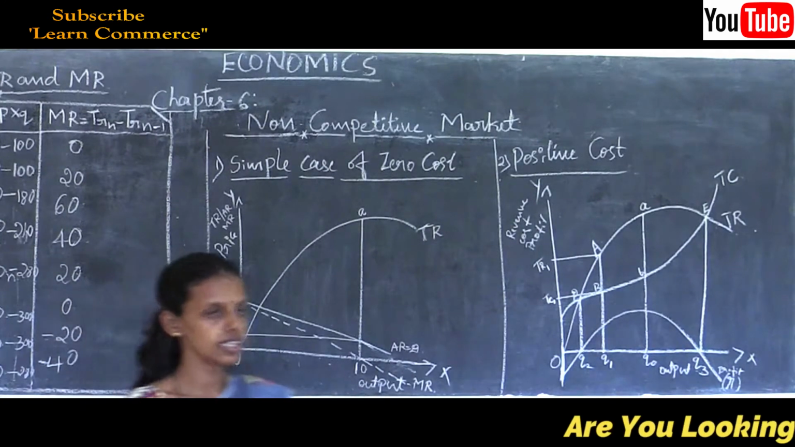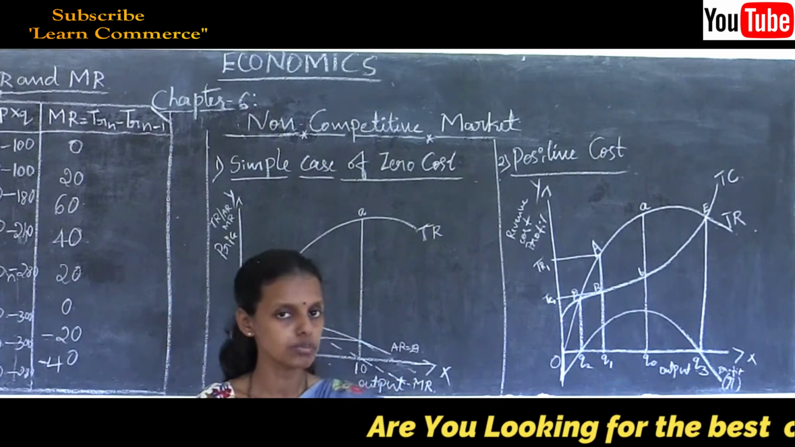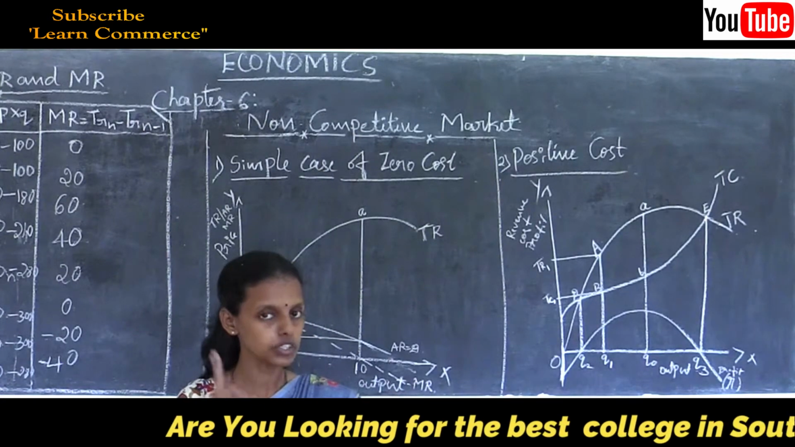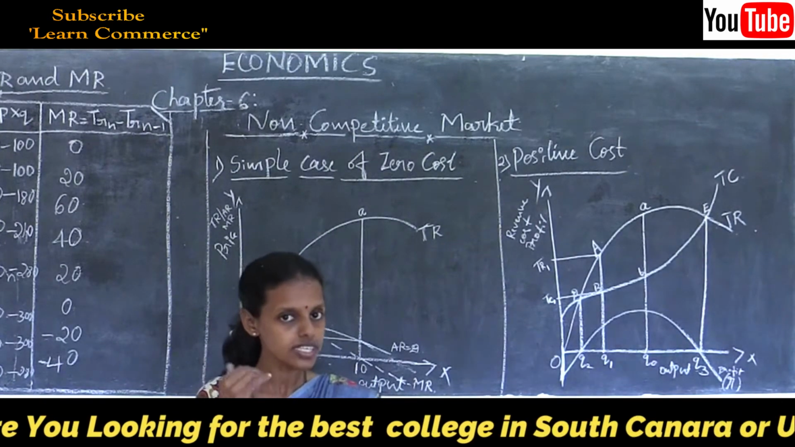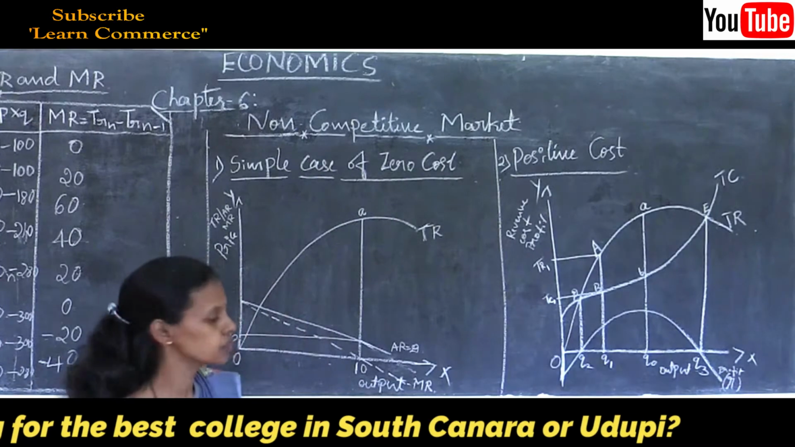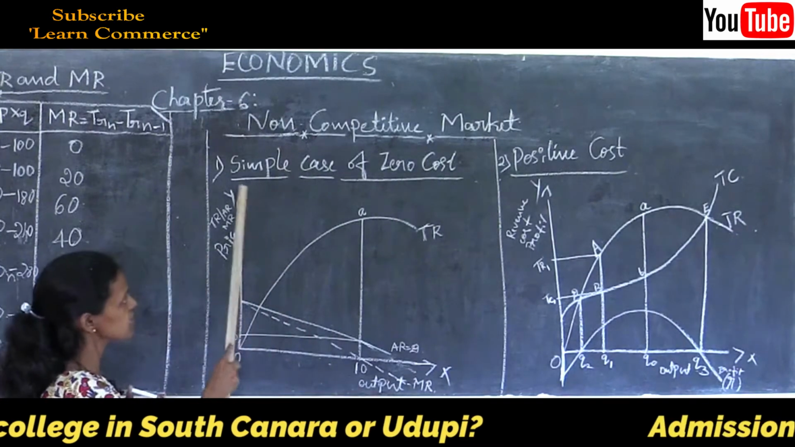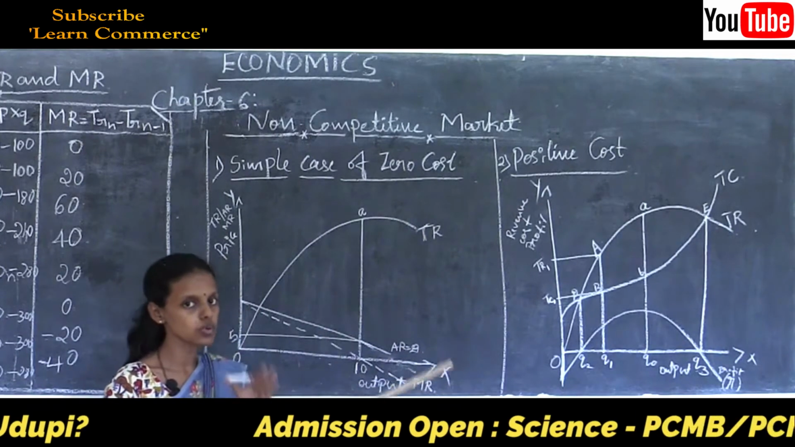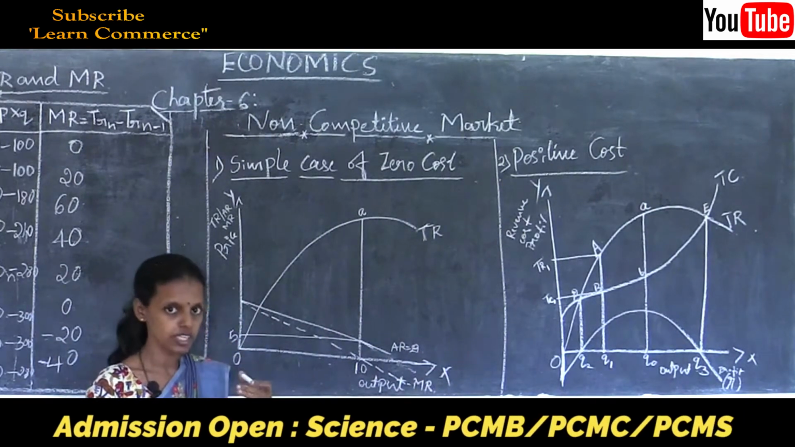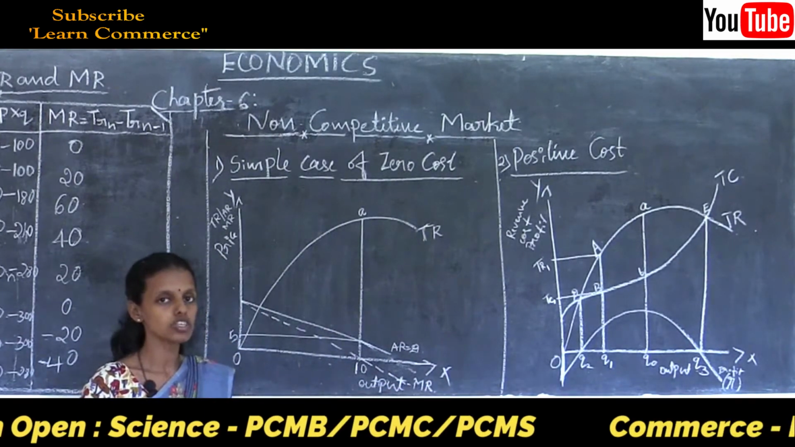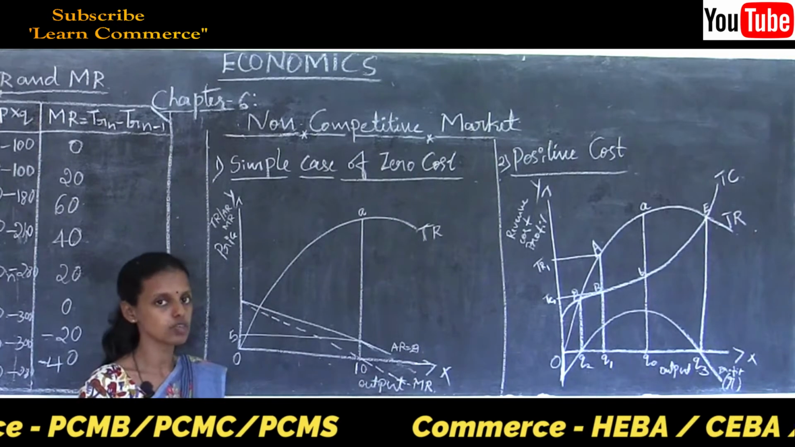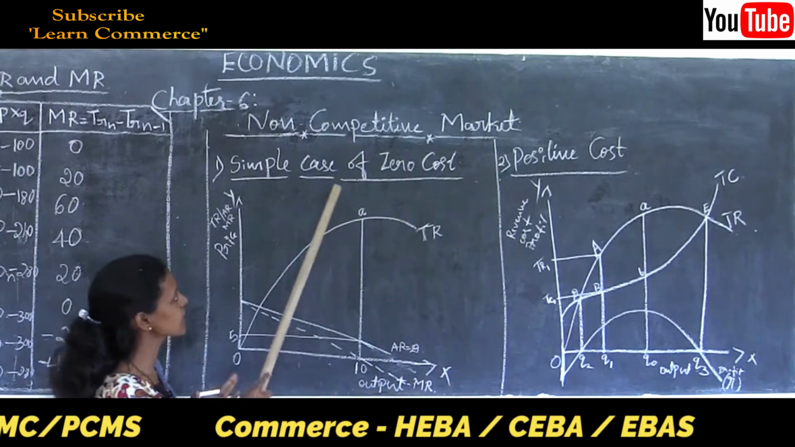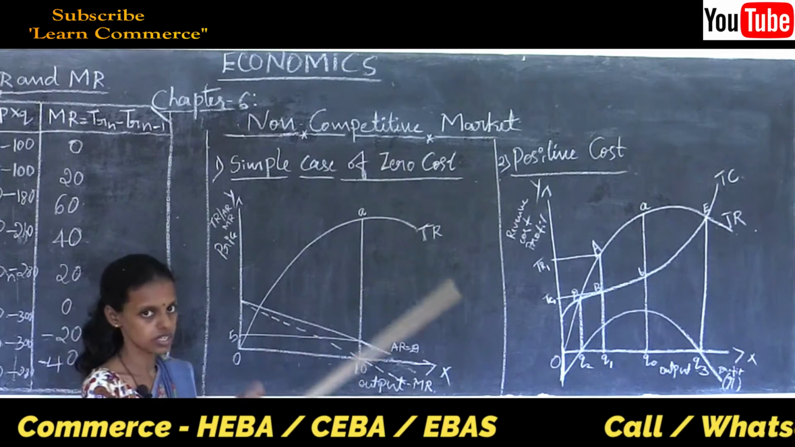So, the short run equilibrium of a monopoly firm is going to take place under two conditions. The first condition is the simple case of zero cost. How is the firm going to get the maximum profit with zero cost of production? Only when there is no cost of production can the firm earn the maximum profit in the short run.